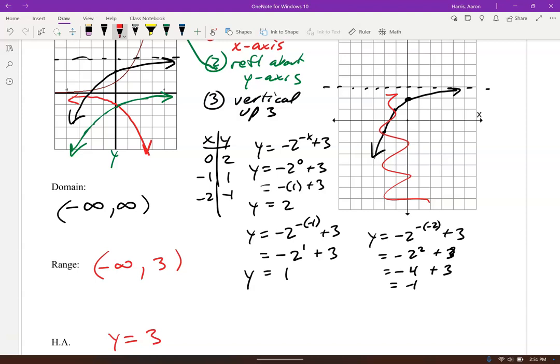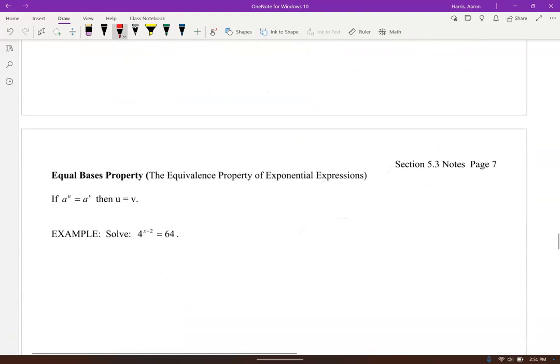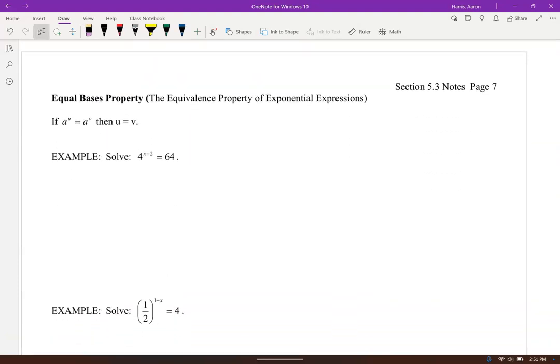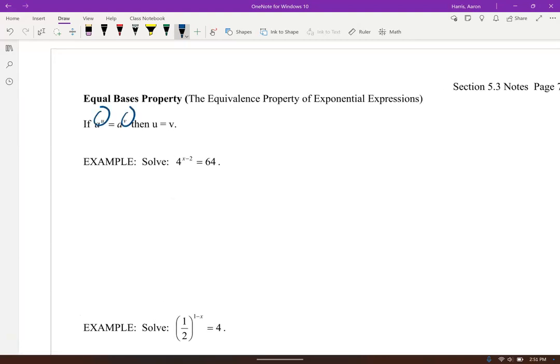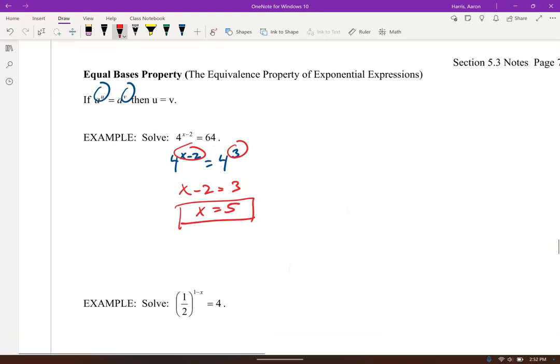All right, let's talk about finally the equal basis property, the equivalence property of exponential equations. So if a to the u equals a to the v, then u has got to equal v, right? So for example, 4 to the x minus 2 equals 64. I'm thinking, well, couldn't I write 64 as 4 raised to some power? 4 to the 1, 4 squared is 16, 4 to the third. There we go. 4 to the third is 64. So now I know x minus 2 must equal 3. Add 2, x must equal 5. That's how you can solve that equation. Solving this, we get x equals 5.